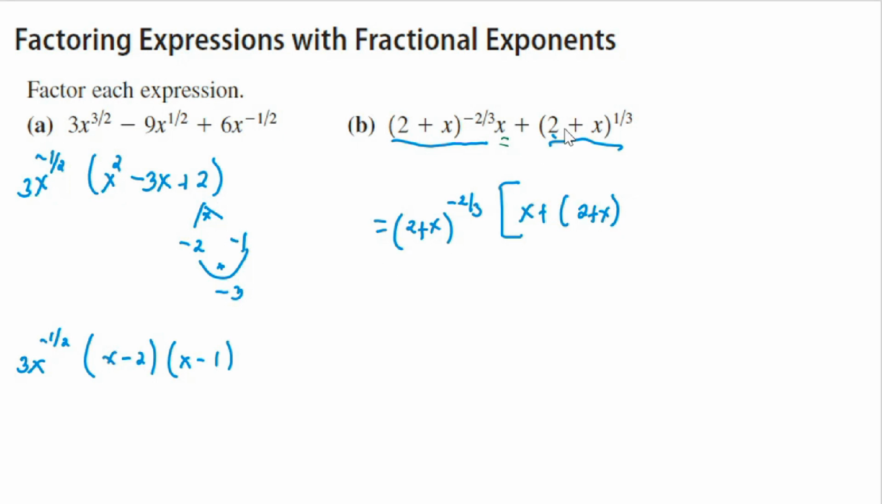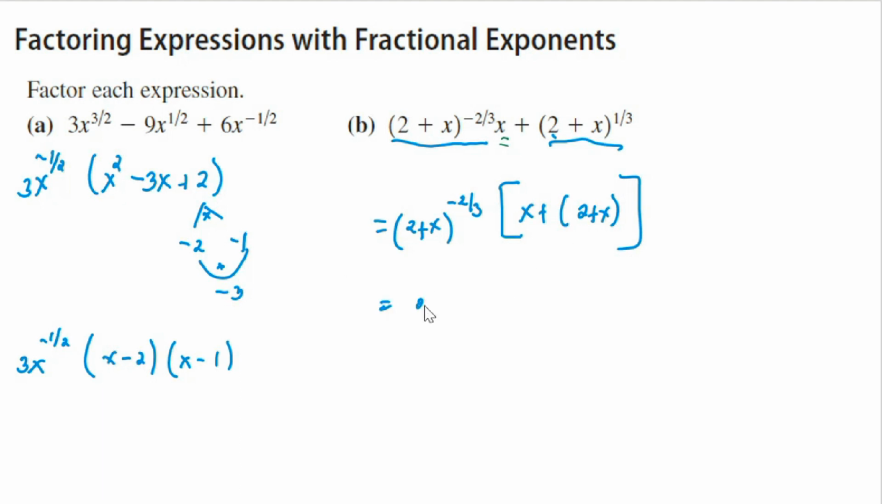So since the bases are the same, which is the binomial, we have to subtract the exponents, which is now 1/3 minus negative 2/3. So the exponent is just 1. We subtract the exponents of 1/3 and negative 2/3, so the result is 1. So there is no need to write the power of 1, or you can simplify further inside the bracket.